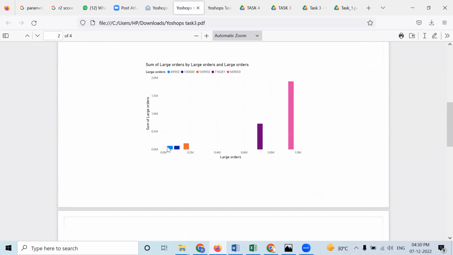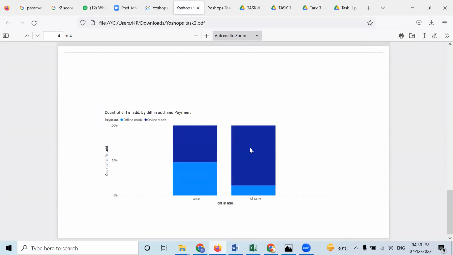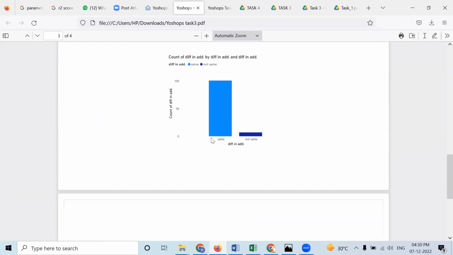Regarding large orders, ma'am, these three small orders are amounts of 50,000, and those pink and violet ones are crossing the amount of 50,000. Only work on this one. Actually, order ID is required. Their addresses are different. Okay, ma'am, and the rest of the things are all good.